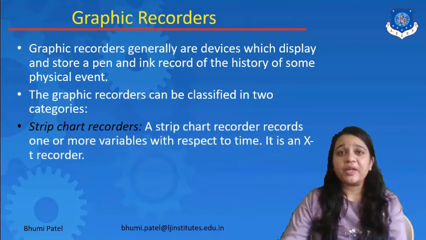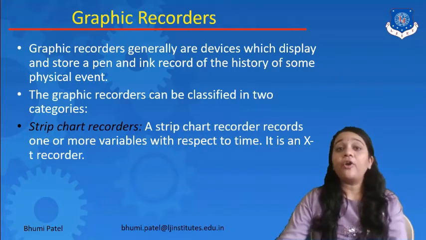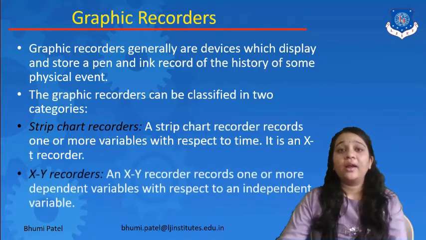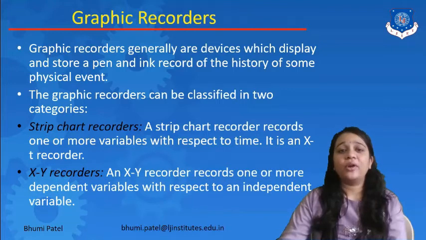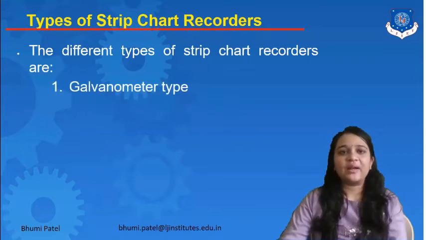The graphic recorder can be classified into two categories. The first one is the strip chart recorder. A strip chart recorder records one or more variables with respect to time, and it is generally an X-T recorder. The next one is the XY recorder. An XY recorder records one or more dependent variables with respect to an independent variable. The types of strip chart recorder are the galvanometer type and the null type.